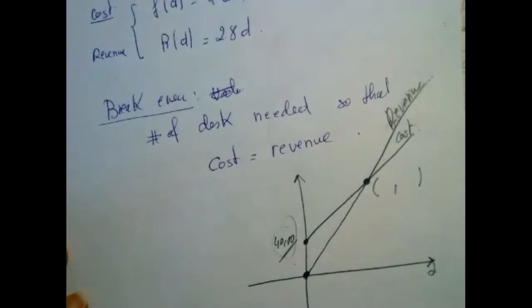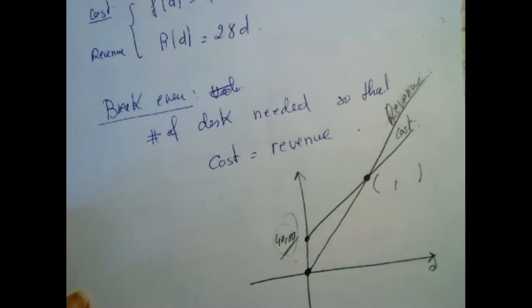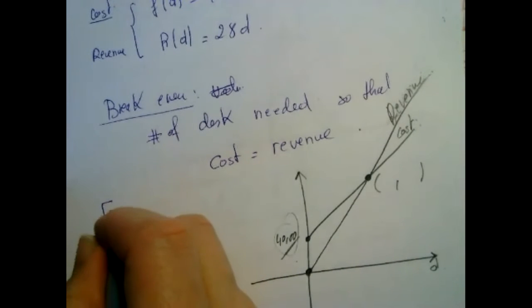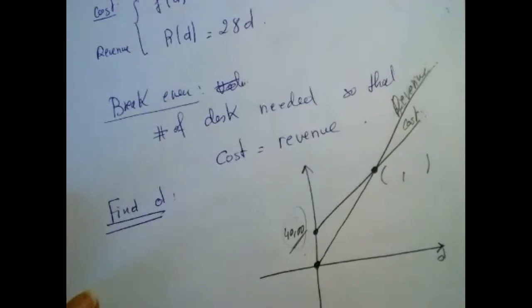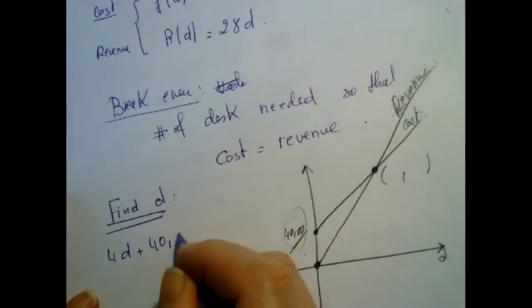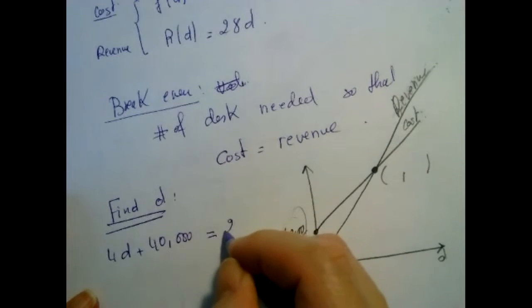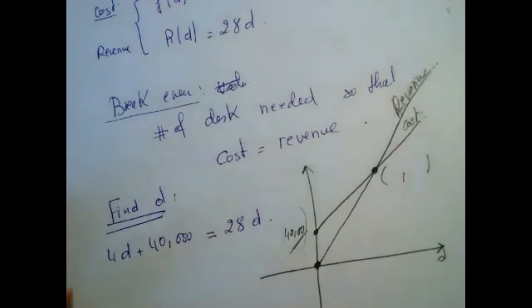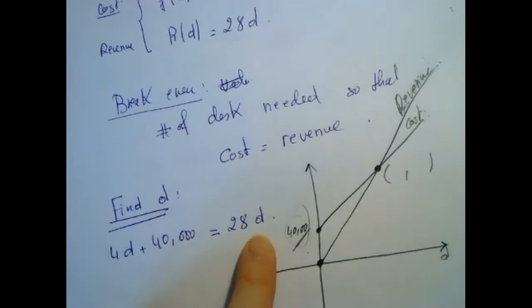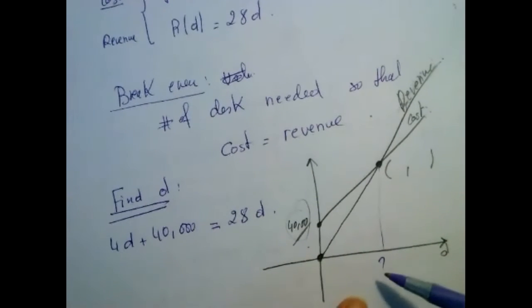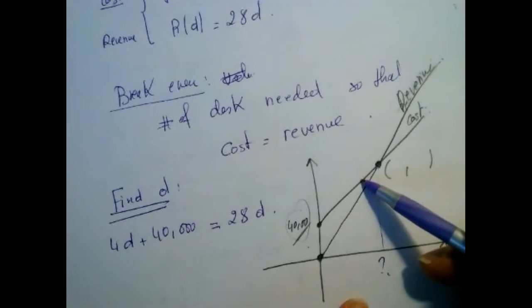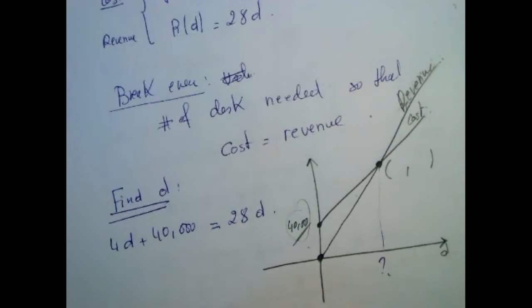How do we do that? The way we're going to do that is we're going to find D, the number of desks produced. So how many we should produce so that the cost to produce them is the same as the revenue that we get from selling them. That's the break even. The cost to produce them is exactly the revenue I'm going to get from selling them.